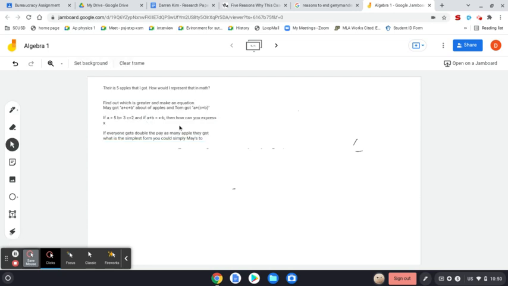So I'm starting it, and I made these, and I'm gonna write total gain here. So okay, if everyone gets double the pay, as many apples as they got, what is the simplest form? Okay, so I should probably label these, but I don't think they need to be labeled. Anyways, first question over here. Basically asking what is x, and x should be, since they don't know anything, I would pretty much be okay with this or this starting, right? All right, yeah.